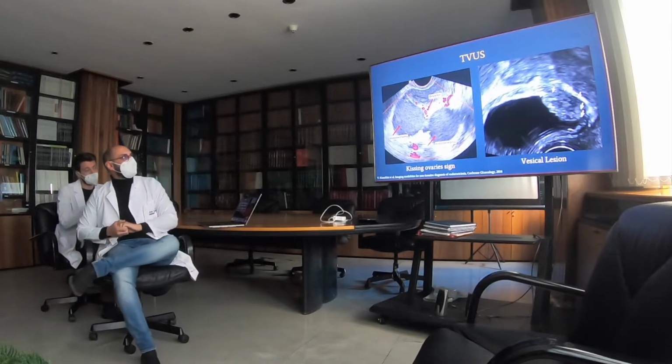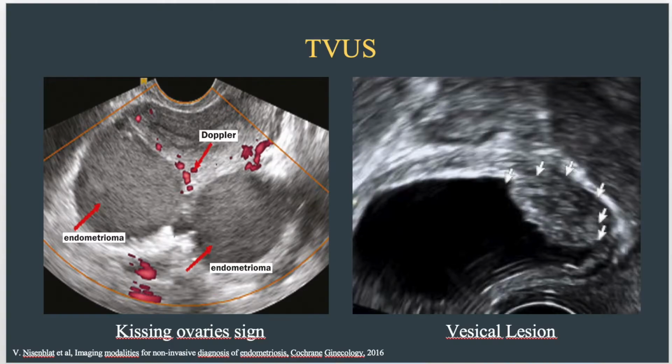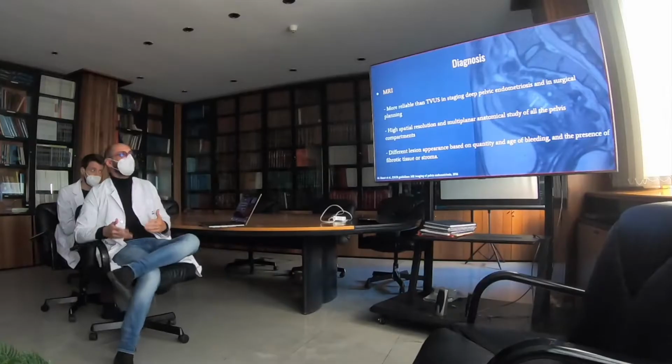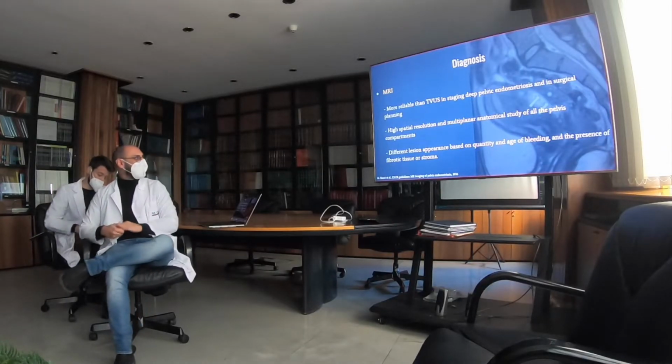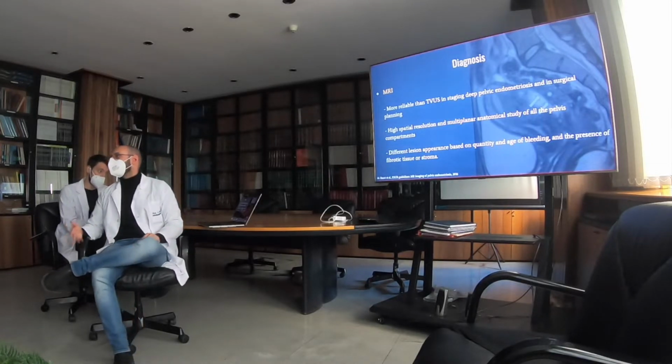Lastly, we talk about the magnetic resonance, which is far more reliable, of course, than the sonography in staging deep pelvic endometriosis, although it isn't used as a first-level tool, but as a second-level tool in surgical planning especially. It can allow us to do a high spatial resolution and multiplanar anatomical study of all the pelvis compartments. It can also differentiate all the types of lesions and the age and quantity of bleeding.